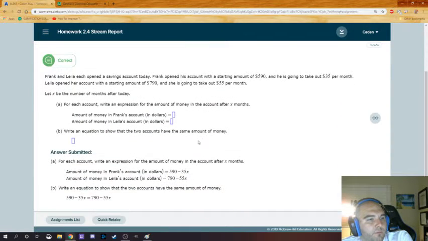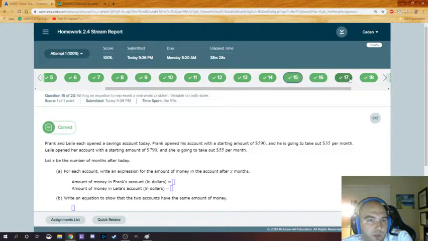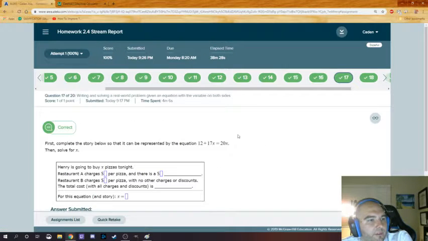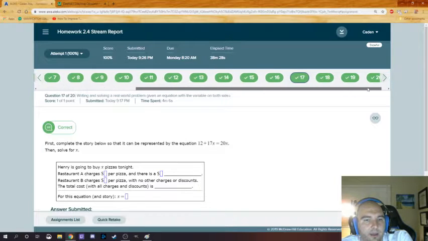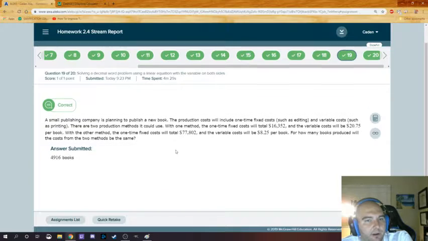We had problems where we were given scenarios and we needed to write equations that made sense for the scenarios and then confirm when the equations are equal to each other. We had problems where you were given an equation, not the scenario, and you needed to make the scenario. And then we had problems where you do the whole thing. You get the scenario, you make the equations, and then you solve the equations. So a whole lot there.